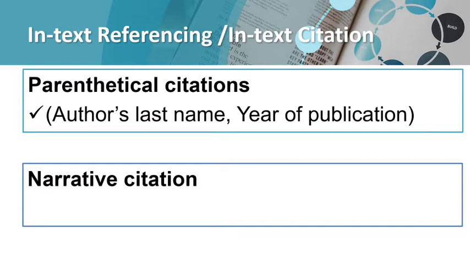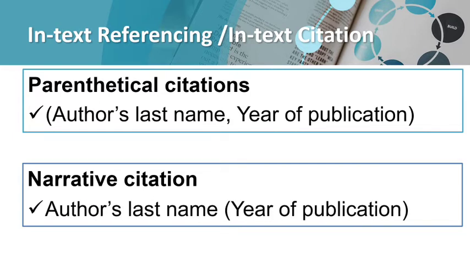Next is the narrative citation. This is a type of citation where the author's name is used or appears within the text of the sentence and not in the parentheses.